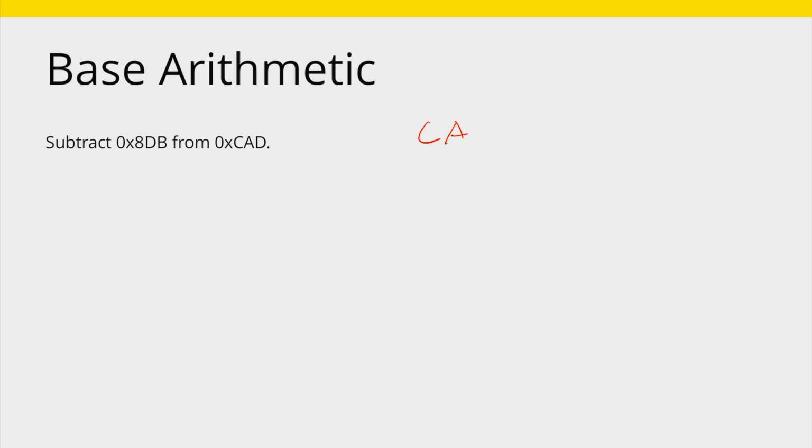All right, let's go ahead and give this a try. CAD minus 8DB. D minus B is 2. A minus D, I can't do that, so I need to borrow, so that's going to be a B. And A is value 10, so 10 plus 16 is 26. D is a value of FED, so 15, 14, 13. So this is going to be 13. That's D. B minus 8, that is 11 minus 8. So here we go.